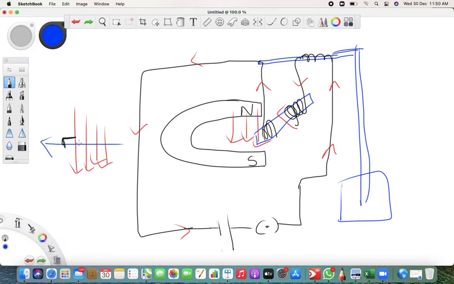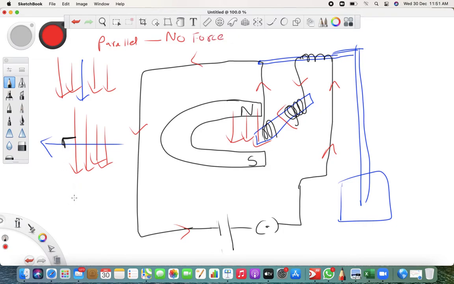Let me redraw. This is the magnetic field of a current, and this is the magnetic field of a permanent magnet. If both of them are parallel, then what happens? Then no force is exerted on it.